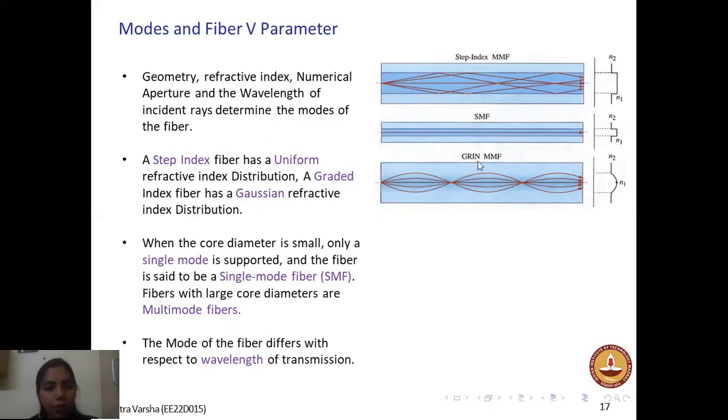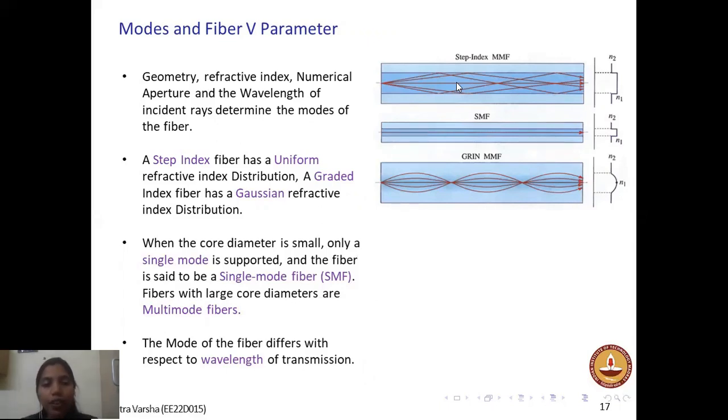When the core diameter is small, only a single mode is transmitted and the fiber is said to be a single mode fiber. That means the light doesn't undergo any total internal reflection; it goes in a straight line. Fibers with larger core diameters are multimode fibers, where total internal reflection takes place. The mode of the fiber differs with respect to the wavelength of the transmission. For a few wavelengths, a fiber can be single mode or multimode.